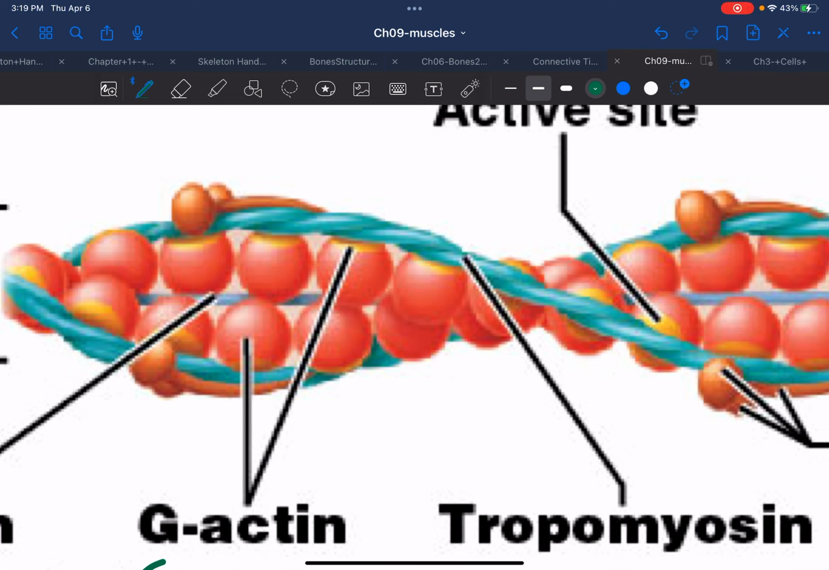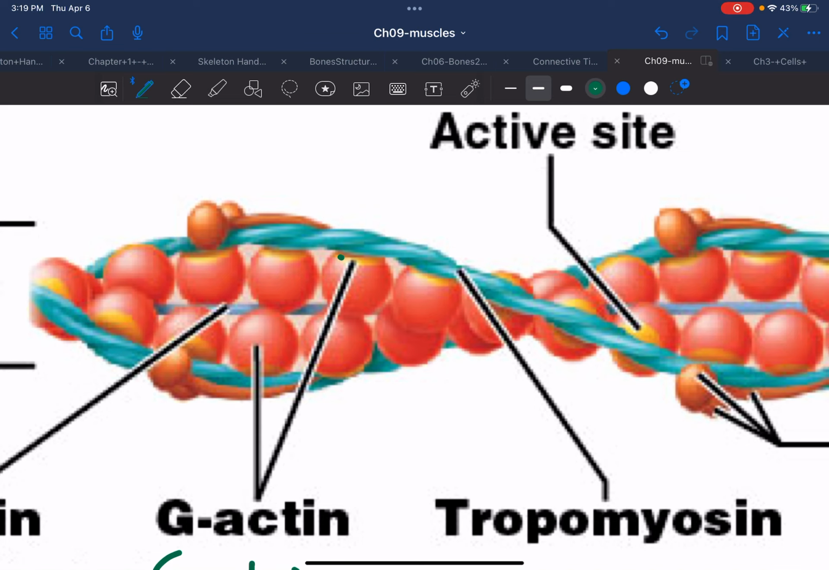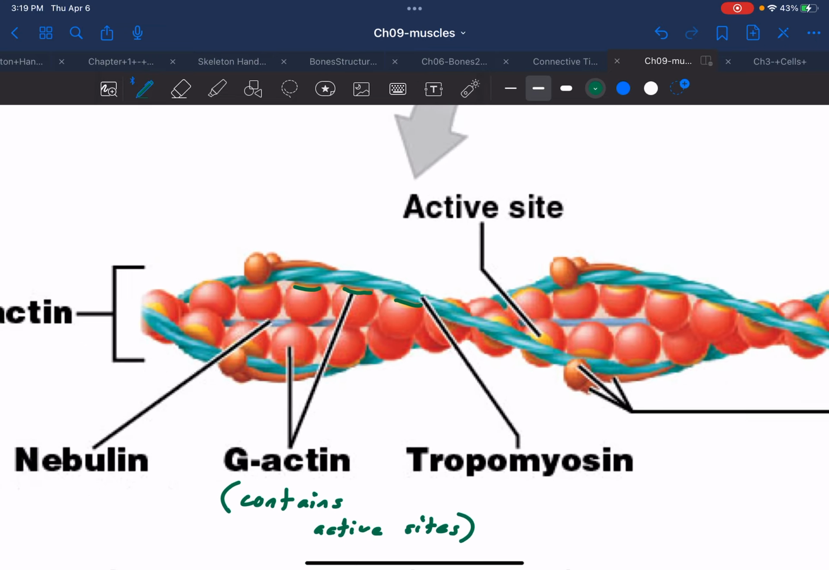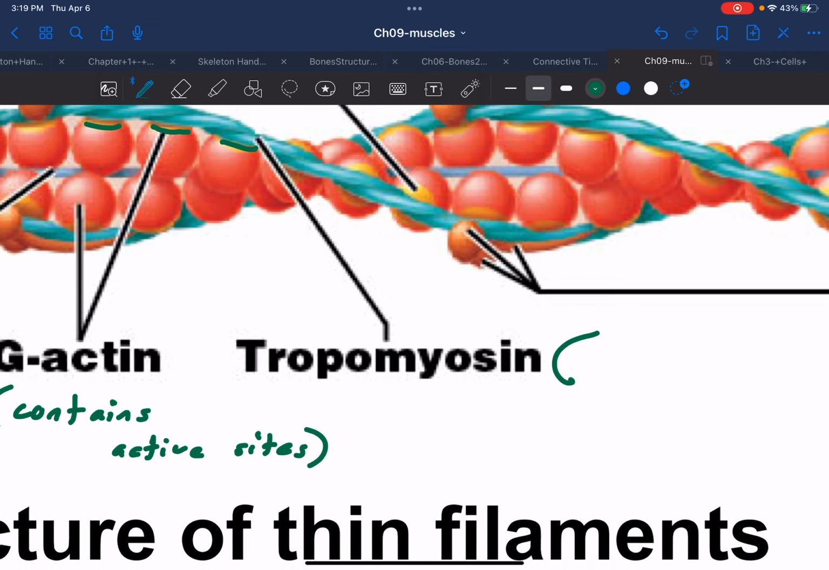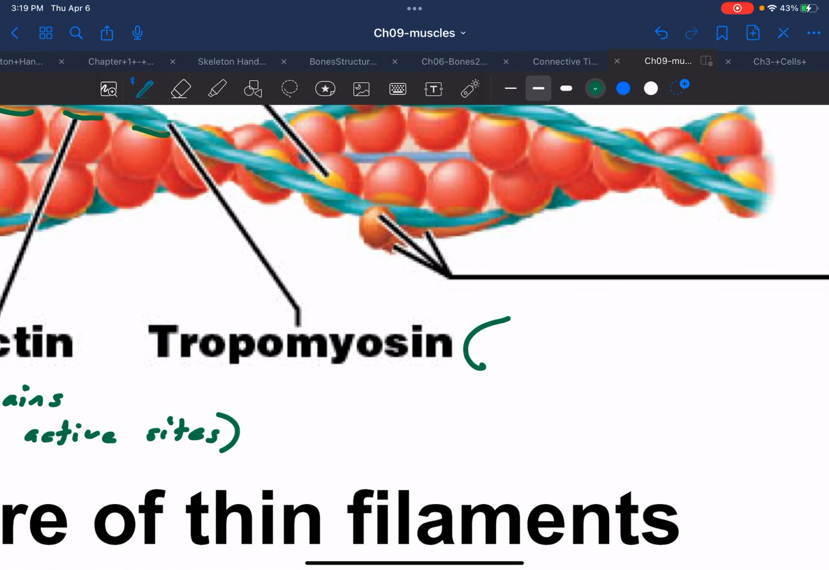And on our illustration, you can see that these active sites are those little yellow ones on my screen. I know yours might not have distinct colors, but you can see in this little segment here, there's this little active site that's covered up by tropomyosin. You can think about this as simply a molecule that keeps it capped, a cover of our active sites.